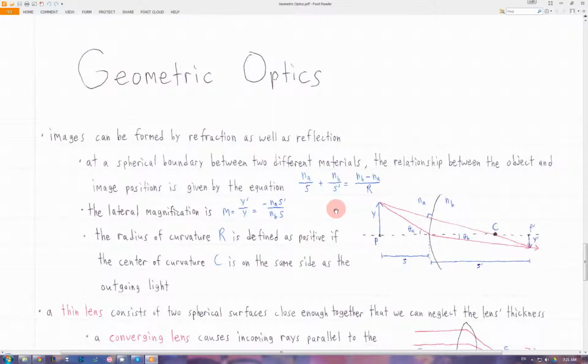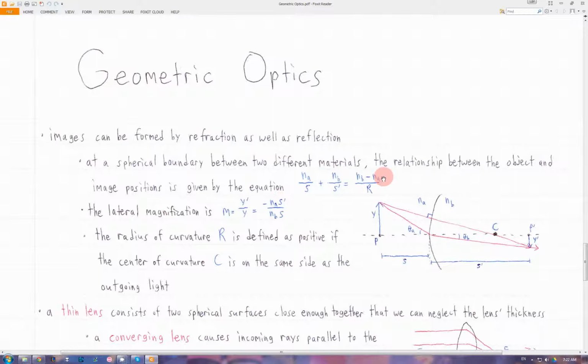And remember, we had the mirror equation for mirrors. Well, in this case, refraction through a spherical boundary, the same equation is given by this. So n_a, which is the index of refraction of the first material, over s, the distance the object is from the boundary, plus n_b over s prime equals the difference in their indices of refraction over the radius of curvature. And the lateral magnification, the image height over the object height, is given by negative n_a s prime over n_b s. And these equations aren't really important.